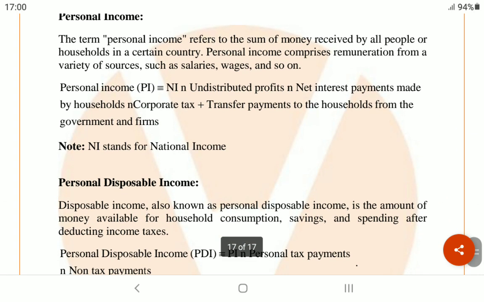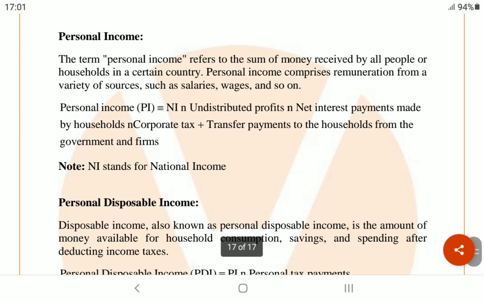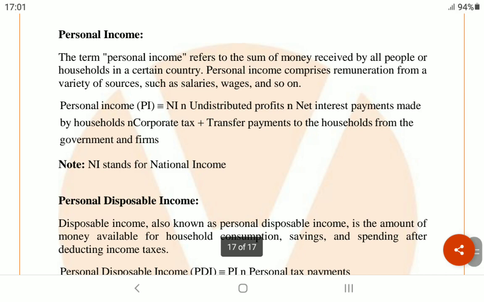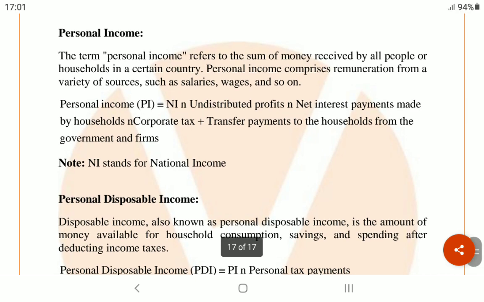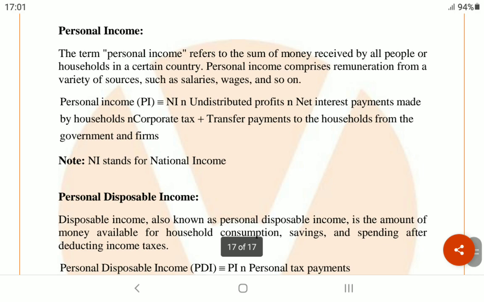Next is personal income. The term personal income only refers to the sum of the income received by all people or households in a certain country. Personal income is equal to NI minus undistributed profit minus net interest payments made by households minus corporate tax plus transfer payments to the households from the government and firms. Next is personal disposable income.